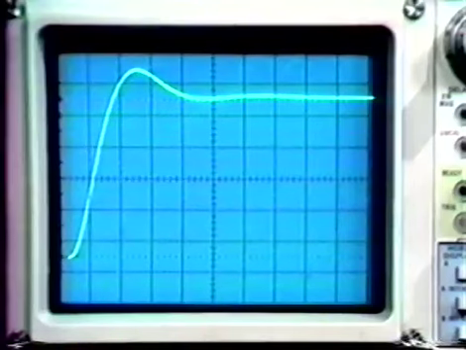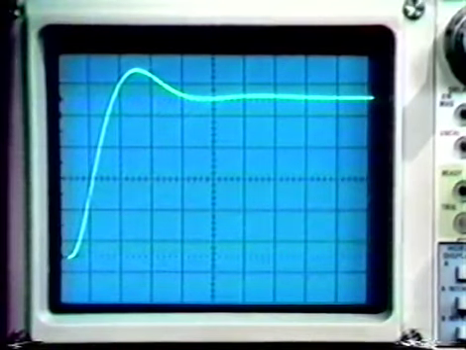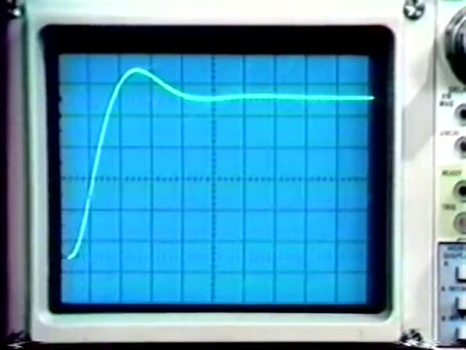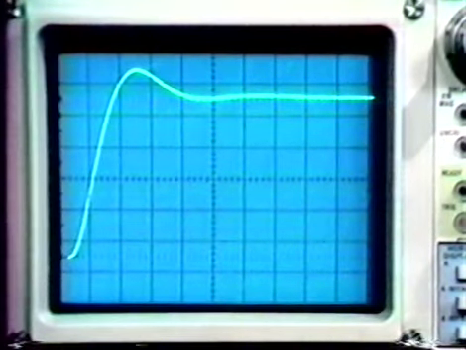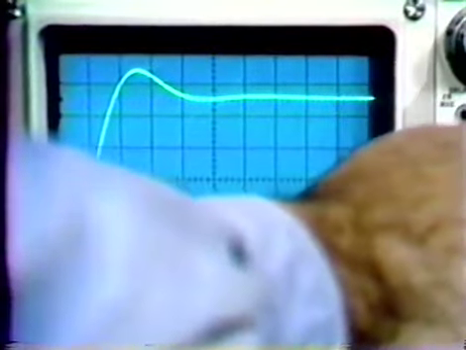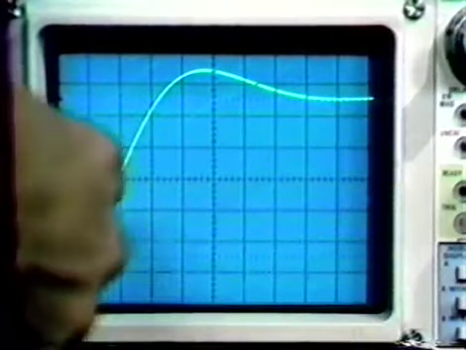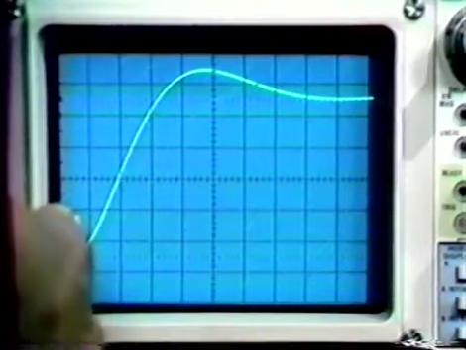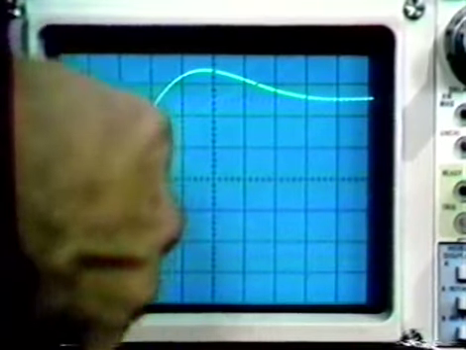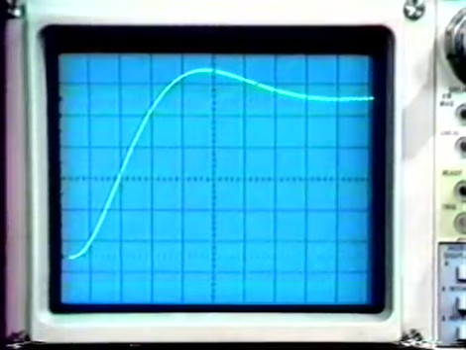Let's look at its characteristics. Here we get a little bit more overshoot. We have about a 1 major division overshoot, about 20%, so P naught for this system is about 1.2. We can once again measure the 10 to 90% rise time. Here we are at 100 microseconds per division this time. We measure between here and here. We get about 200 microseconds for the 10 to 90% rise time.